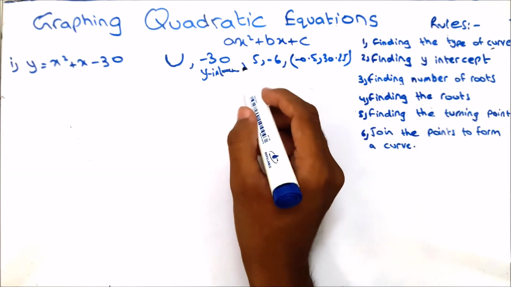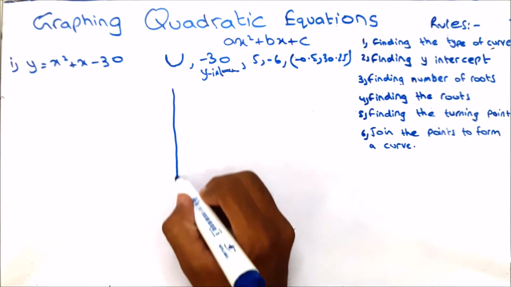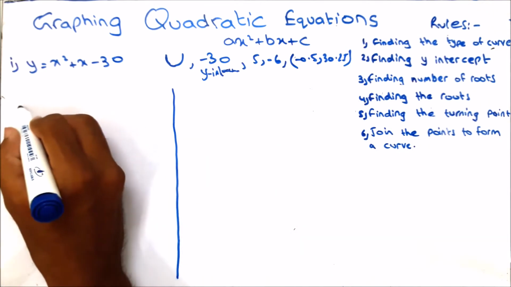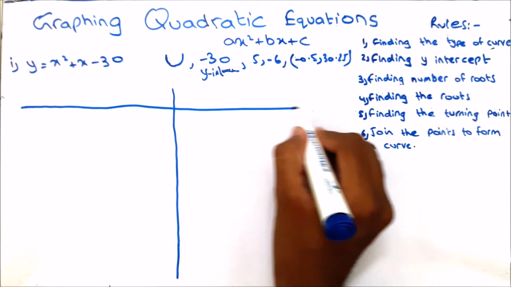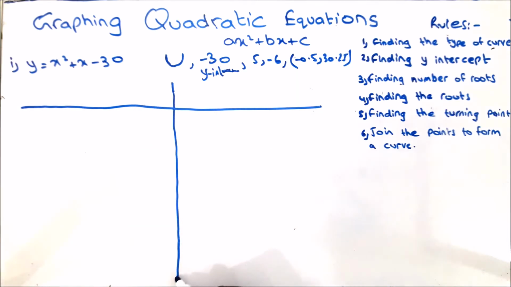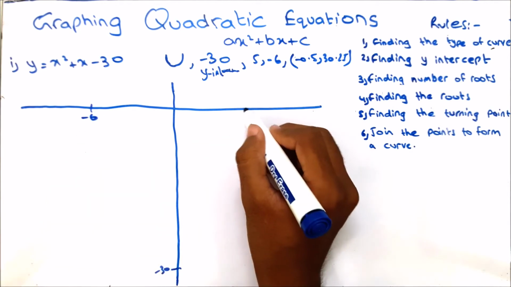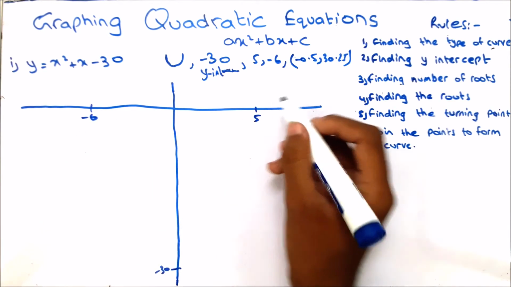Since we know that our x-intercepts are 5 and minus 6, we'll have to include both of them. I'll draw mostly below it because our y-intercept is minus 30, so it should be somewhere over here. Our graph is cutting over here. I'll just plot the important points we have. Our y-intercept is minus 30. Our x-intercepts are somewhere over here, that's minus 6, and that's positive 5.